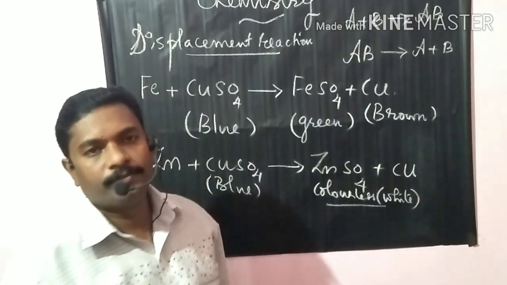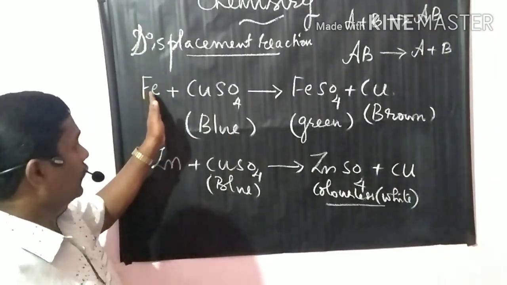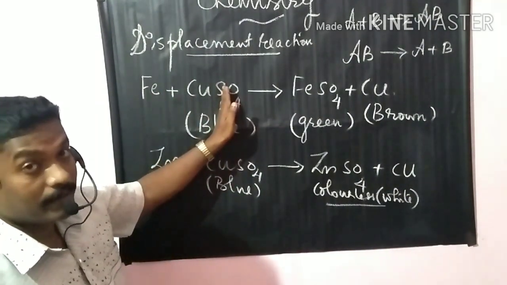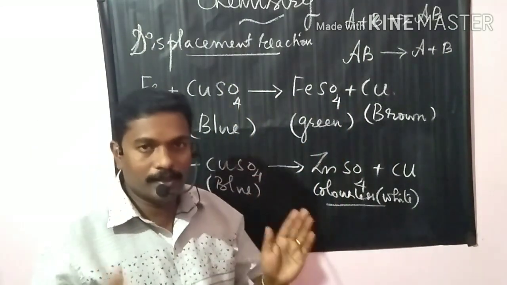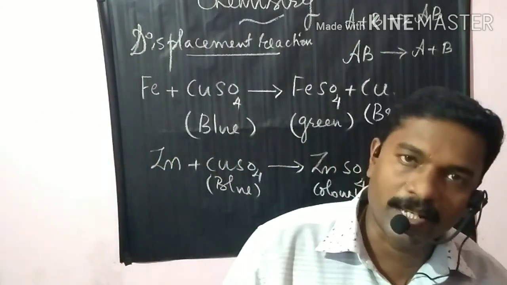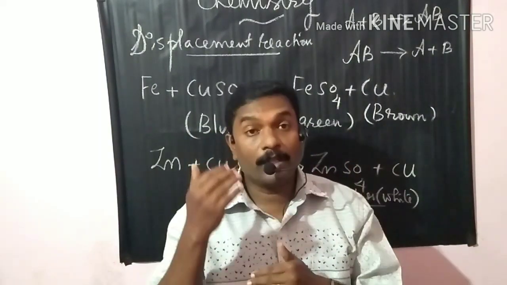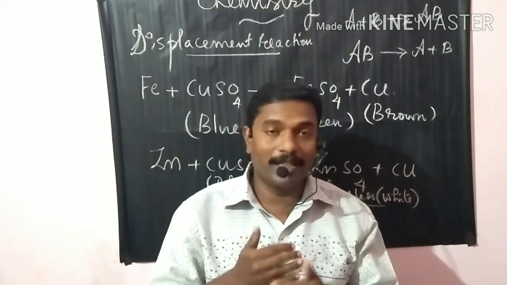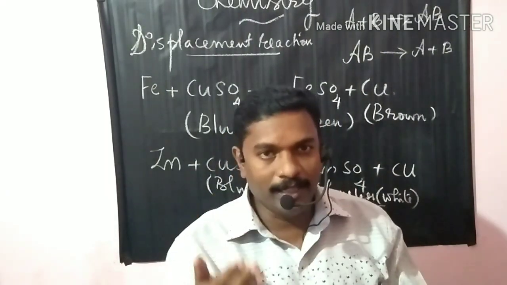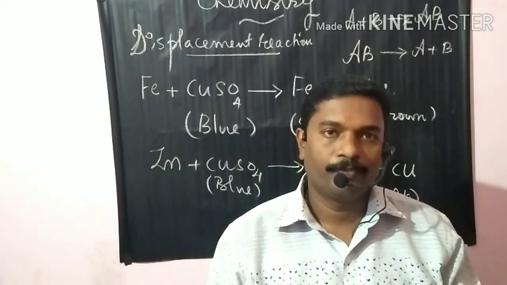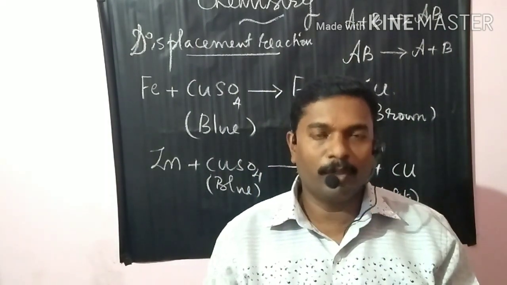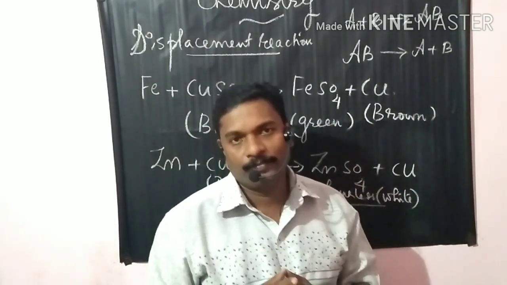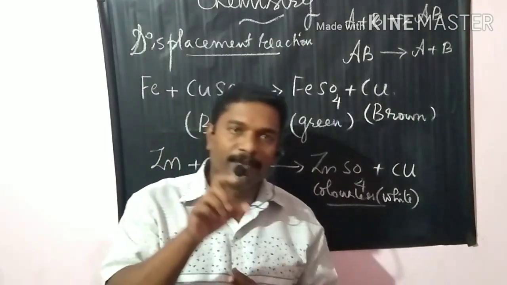So here listen, always a more reactive metal displaces less reactive metal from its salt solution, and this type of reactions are called displacement reactions. Then how can we infer whether a given metal is highly reactive or less reactive? In order to know the reactivities of metals, let's discuss the reactivity series.